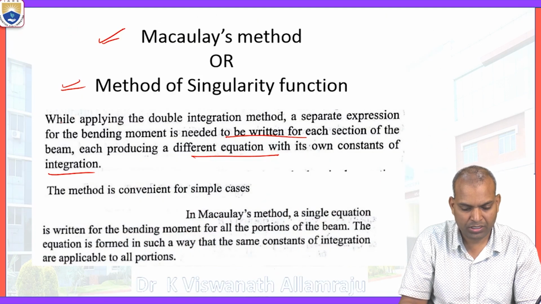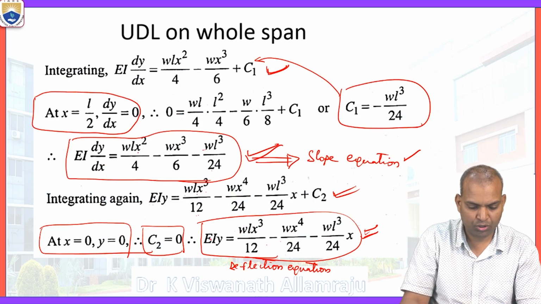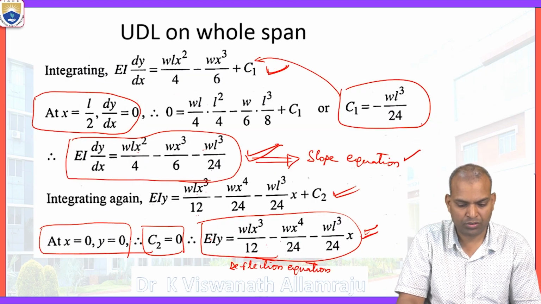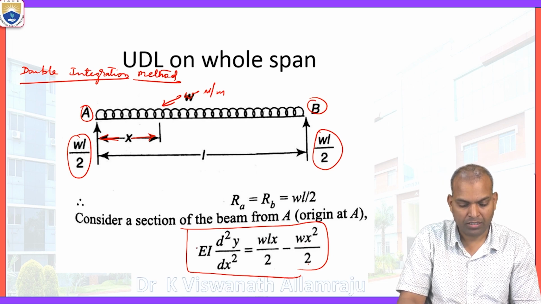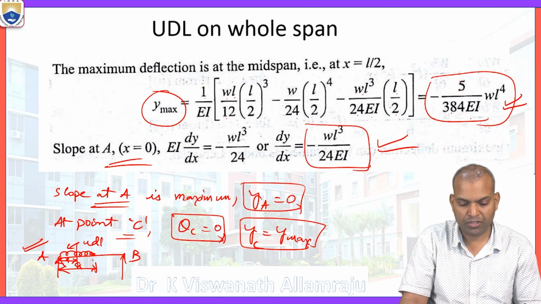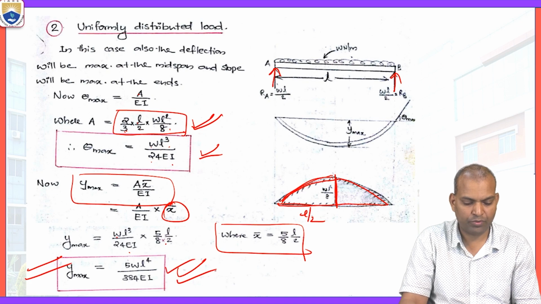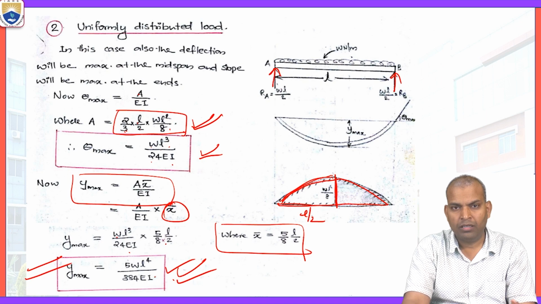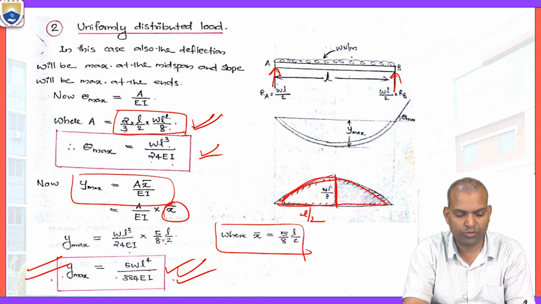Let us go back to the double integration method. UDL on the whole span. Yes, 5 by 384 times EI, WL power 4 on the whole. Yes, that's for the cantilever beam. Yeah, this is the equation. 5 by 384 EI, WL cube by 24 EI. Yes, 5 WL 4 by 384 EI. We already derived this by using which method here? Previous methods, and here by using the moment area method. By using the moment area method, we got 5 WL 4 by 384 EI.